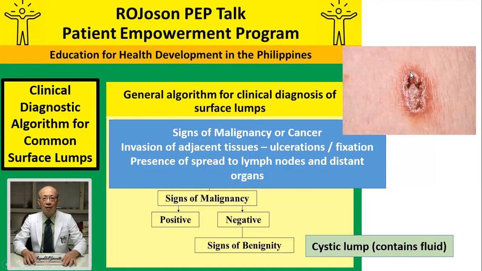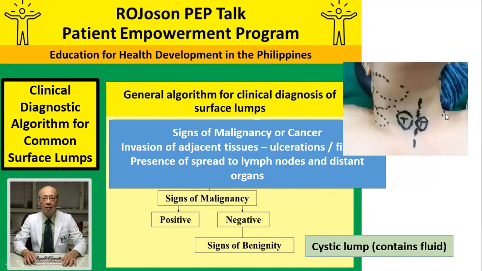So here's an example. The skin has been eaten away. These are skin tumors. It has been eaten away, so it's invasion. Ulcerations. So this is skin cancer. This one is a thyroid tumor. It's pushing the trachea, and these are the many lymph nodes. So that's a sign of spread. So this is thyroid cancer.